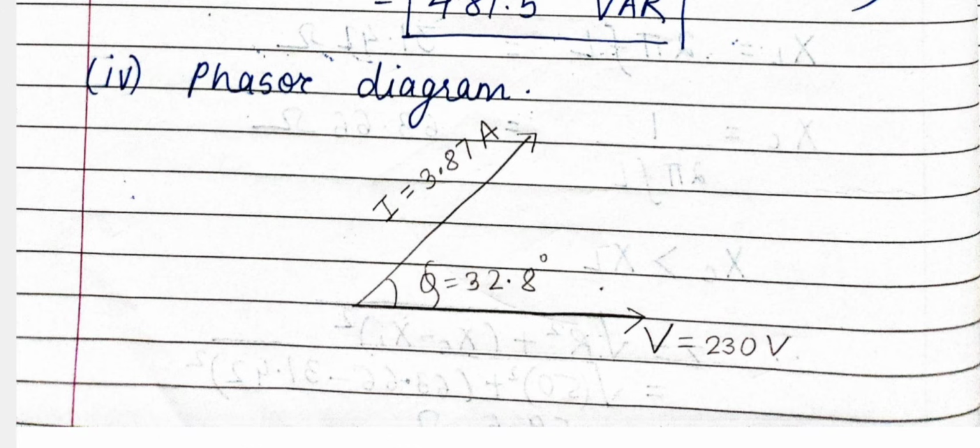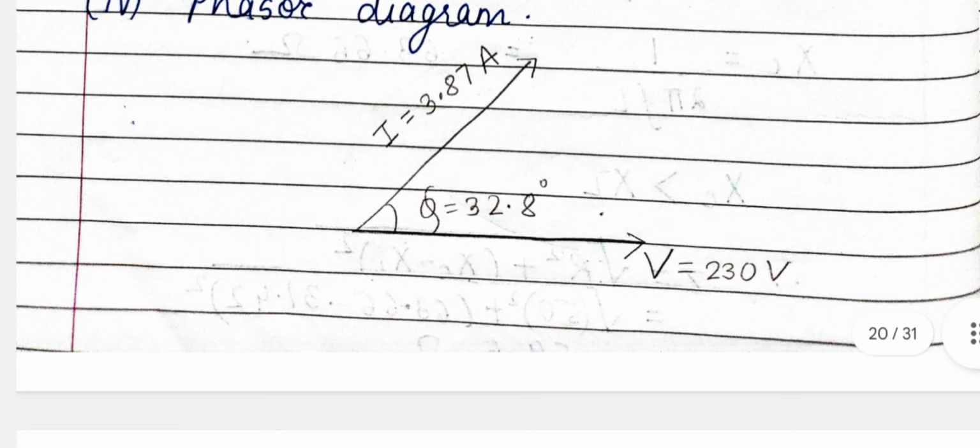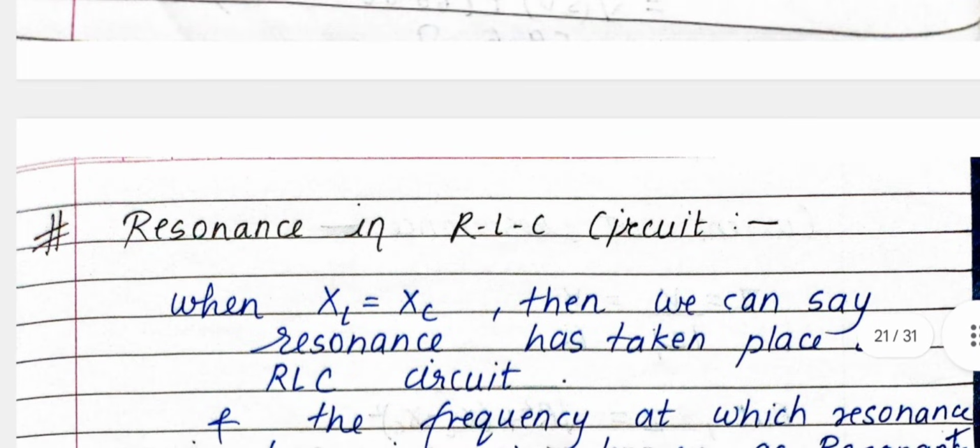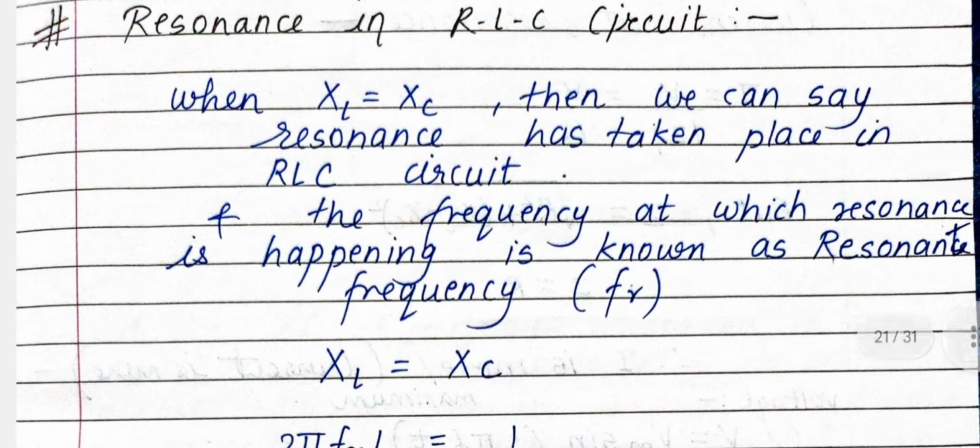If you measure and draw, it will be very accurate. Okay, so this will be your phasor diagram. Just mention all the values and your numerical is over. Okay, I hope you understood this. And here we are towards the end of the unit, that is resonance in RLC circuit. Again, the very important part of this unit.